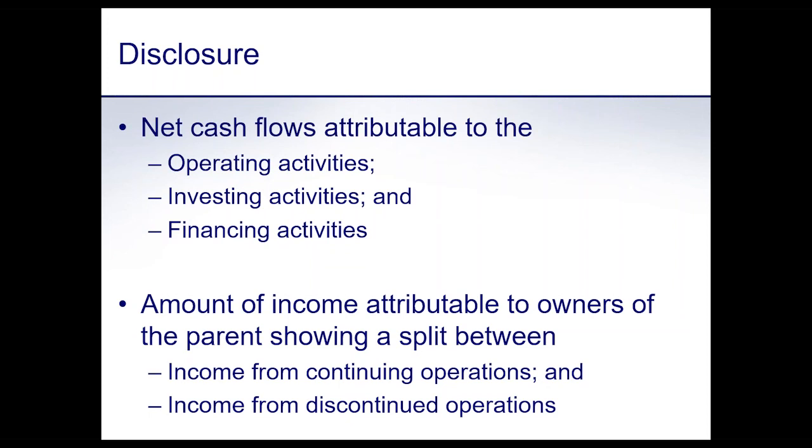We also are required to show the amount of income that is attributable to the owners of the parent. And with this particular disclosure, show the split of income that is attributable to the owners of the parent and split it up between what income is attributable to continuing operations and what income is attributable to discontinued operations.